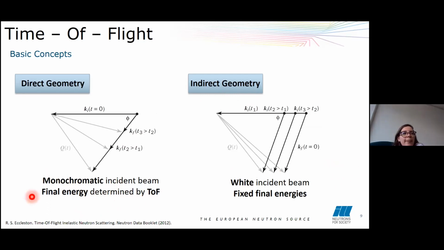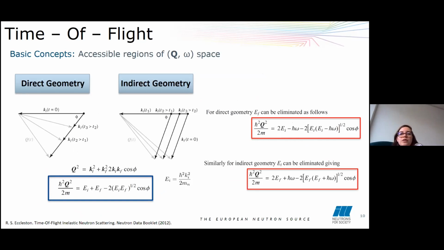So to understand the accessible regions of Q-omega space through time of flight, we can start by thinking about the scattering triangles, which we also saw last week. So for direct geometry, the incident momentum of the neutron is fixed, and the momentum of the scattered neutron varies as a function of time. So the inverse is true for indirect geometry.